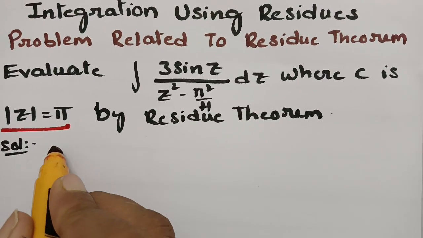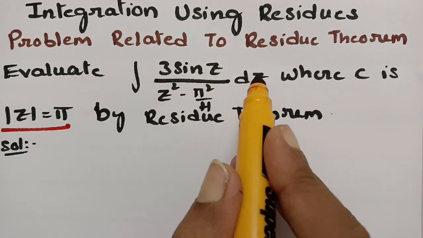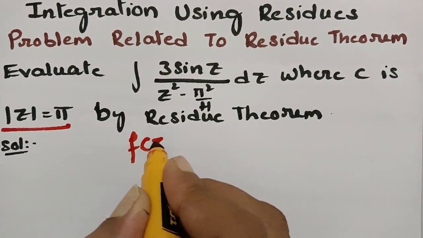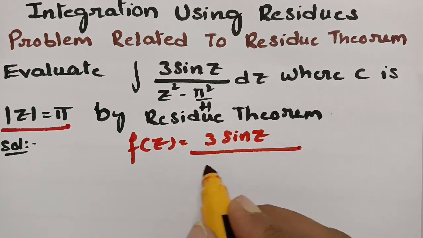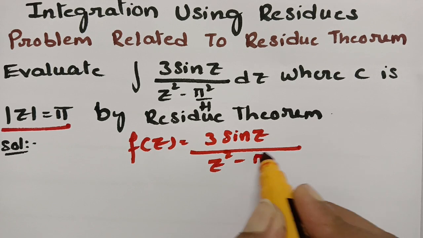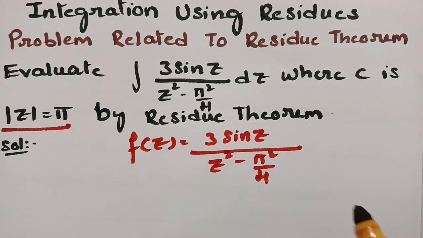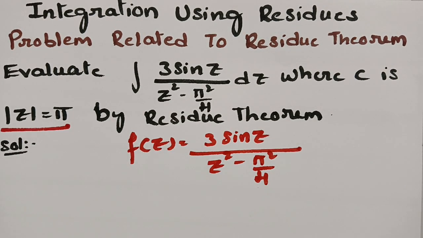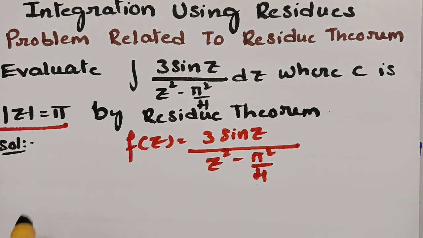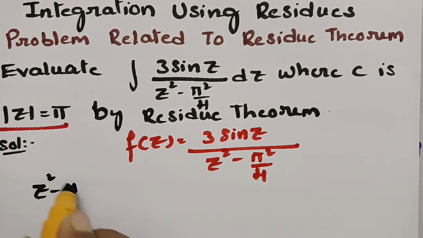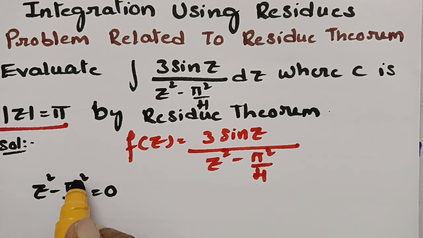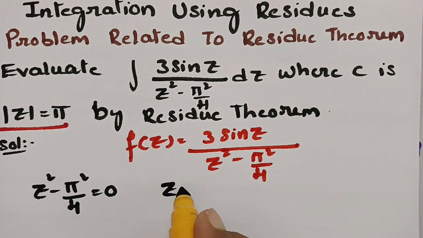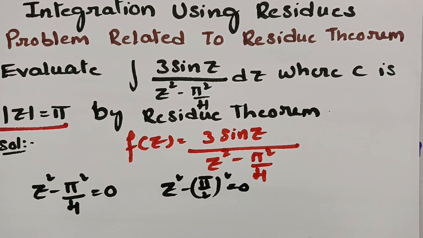So clearly, from the question, the integral of f(z) dz is given. f(z) is nothing but 3 sin z by (z² − π²/4). First of all, we have to find the poles for the given function. In order to find the poles, we equate z² − π²/4 to 0. This is of the form a² − b² = 0, so it is z² − (π/2)² = 0.